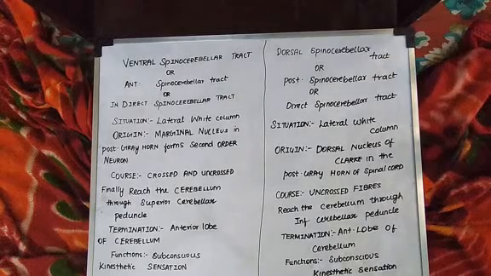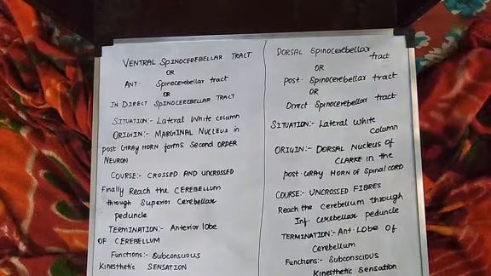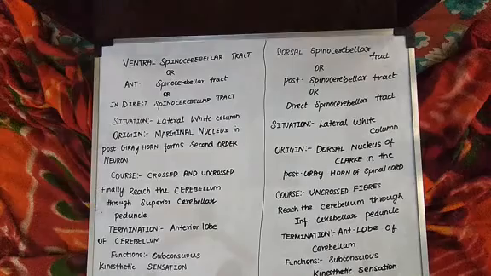These are uncrossed fibers, and they reach the cerebellum via the inferior cerebellar peduncle. The ventral tract reaches the cerebellum via the superior cerebellar peduncle, and this one reaches via the inferior cerebellar peduncle. The termination is the same, the anterior lobe of the cerebellum. The function is the same. For the effect of lesion, there is only a little difference. As I said, these are uncrossed fibers, so loss of kinesthetic sensation takes place on the same side.